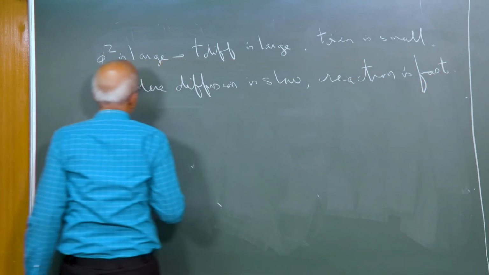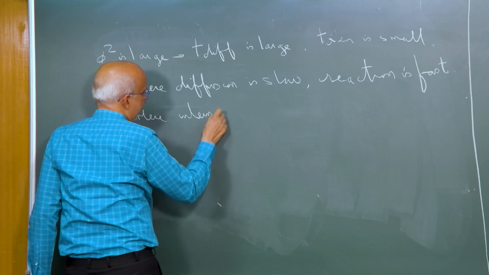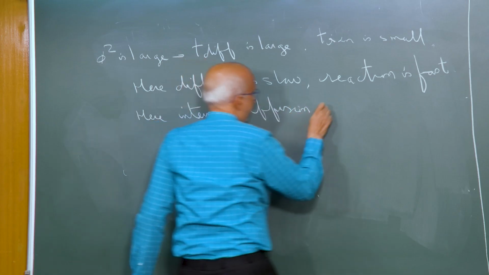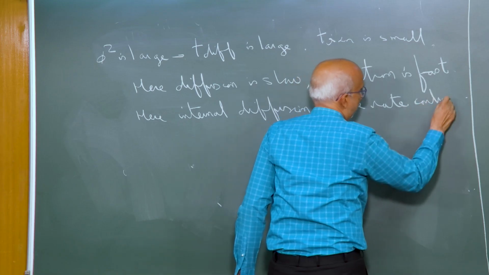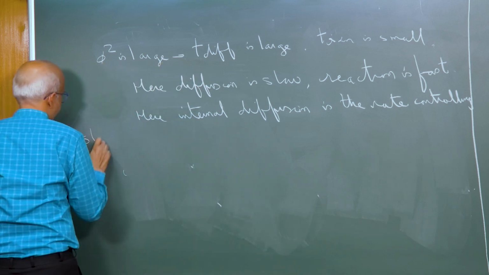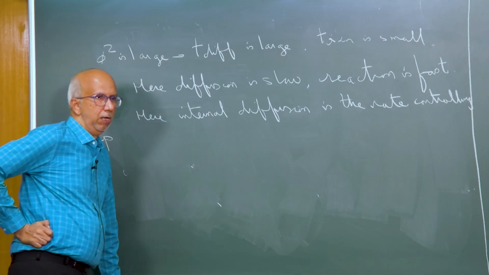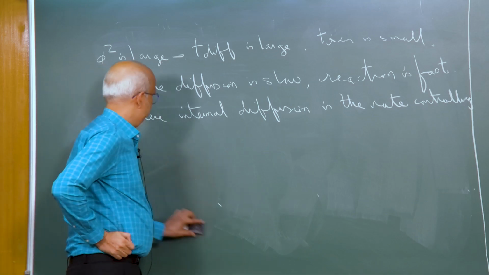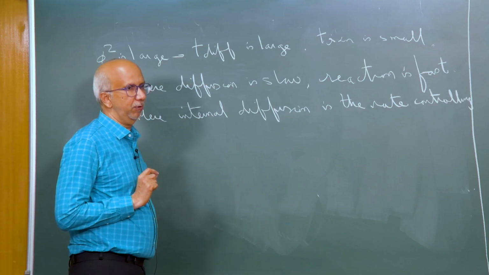Therefore, here diffusion and internal resistance, internal diffusion is the rate controlling step. So, this is just to give you an idea about what the two limits are of phi squared. So, what is the rate determining step changes depending upon phi squared.